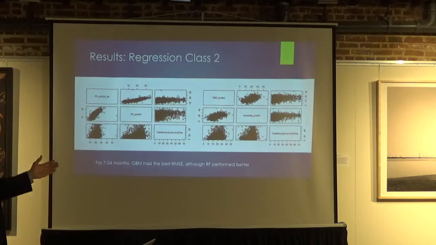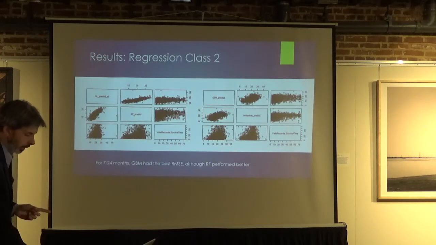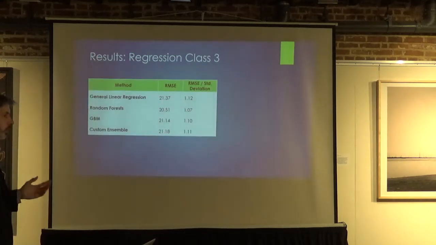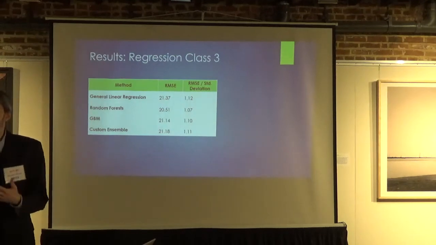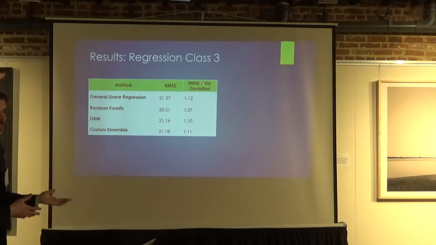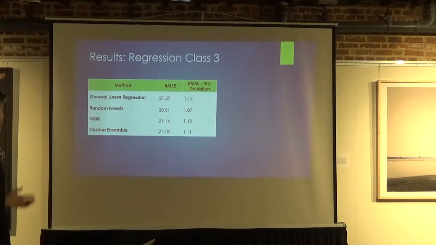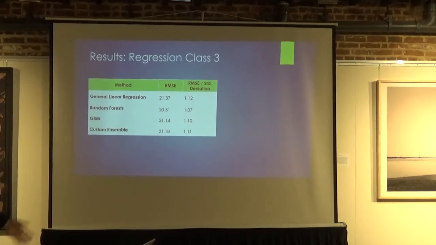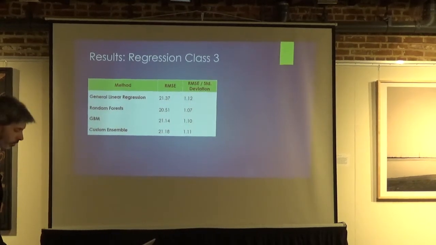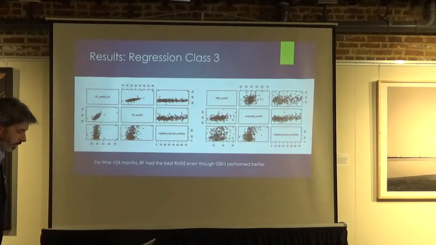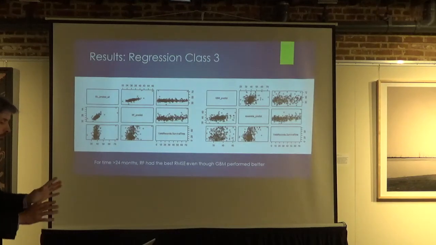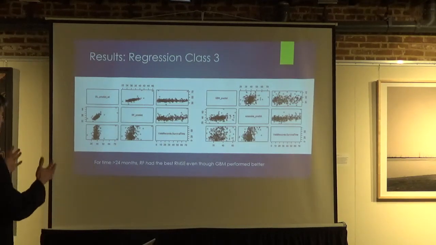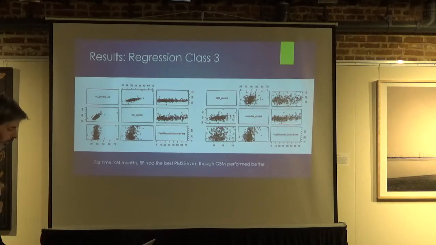But although it had the best root mean square error, the random forest actually performed better, as can be seen with these comparison plots. And this actually points out some of the limitations of using any one measure to figure out which one of these is better than the other one, especially when the data is this complicated. So for the third class, which is greater than 24 months, the random forest performed better in terms of RMSE, but in the comparison plots, the GBM seems to be performing better.